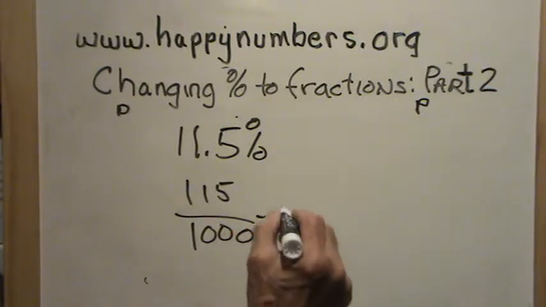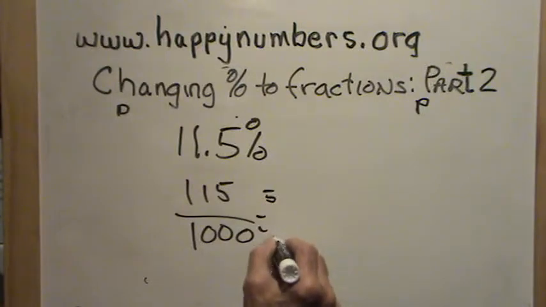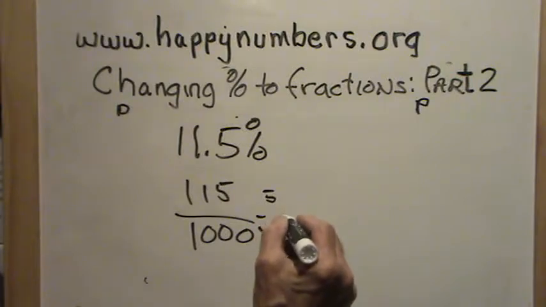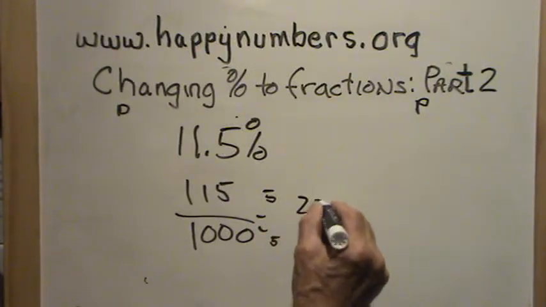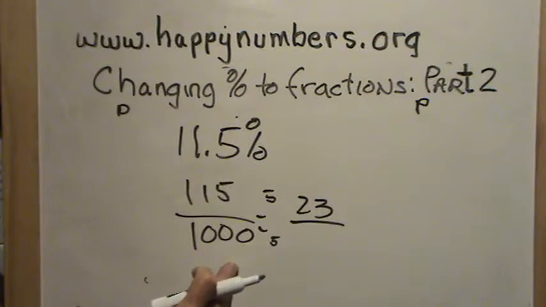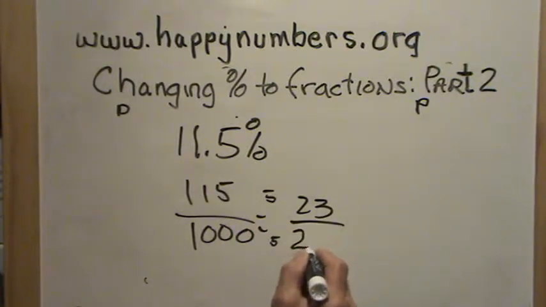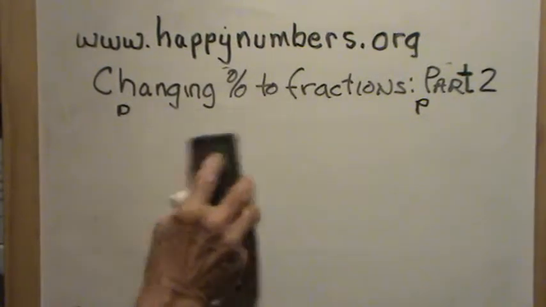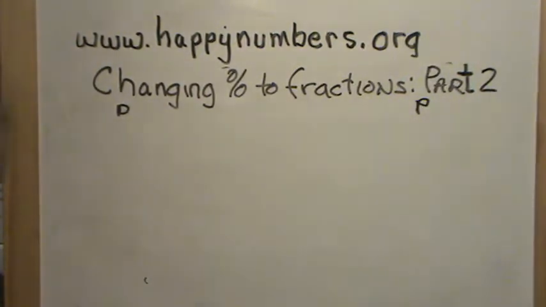And we can divide this by 5 and by 5. 5 goes into 115 23 times. 5 goes into 1,000 200 times, and that's our answer. So those are the 2 ways we've talked about changing percents to fractions in part 1. Now in part 2, we're going to take a look at a problem that looks something like this.